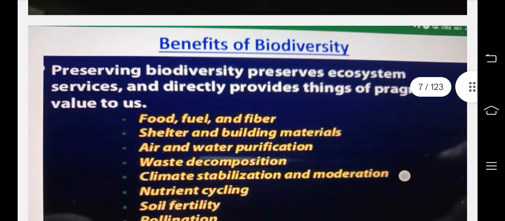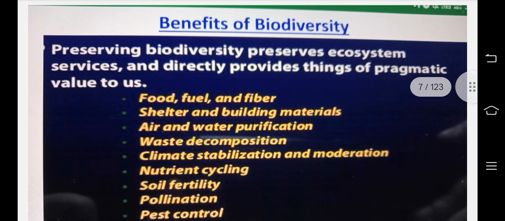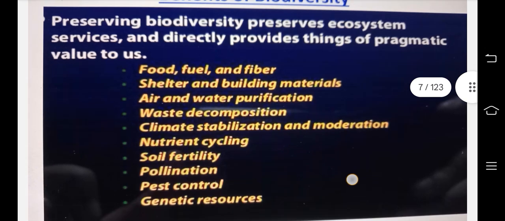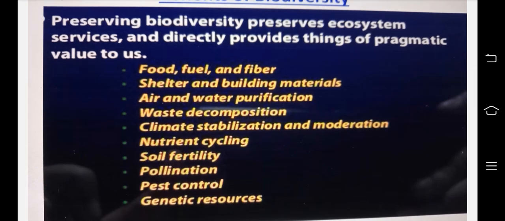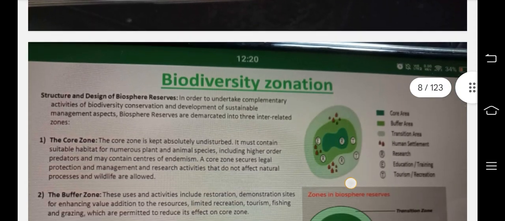Benefits of biodiversity. Preserving biodiversity preserves ecosystem services and directly provides things of pragmatic value to us, like food, fuel, and fiber, shelter and building materials, air and water purification, waste decomposition, climate stabilization and moderation, nutrient cycling, soil fertility, pollination, pest control, and genetic resources.